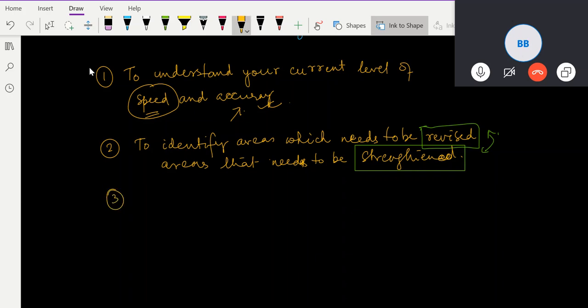Number three, to progressively increase the scores. Now, how do we do this? What is your idea?